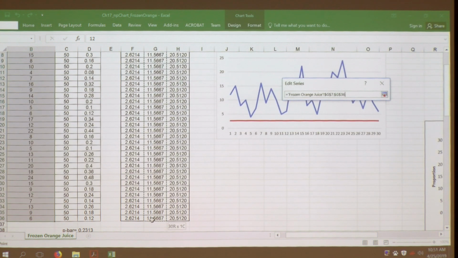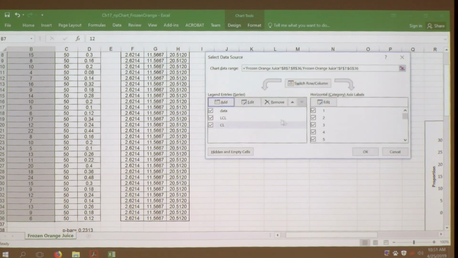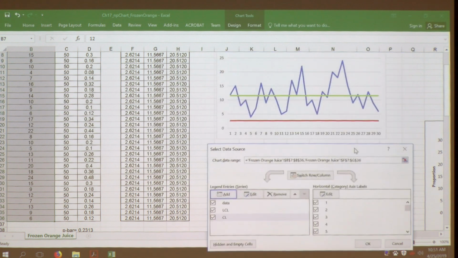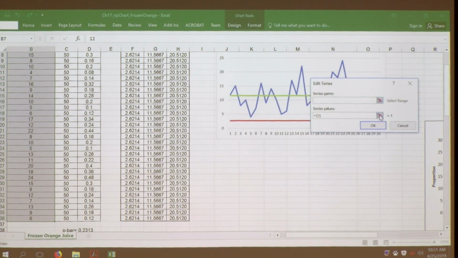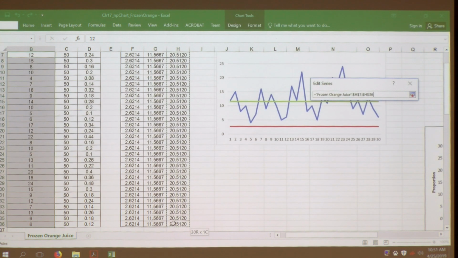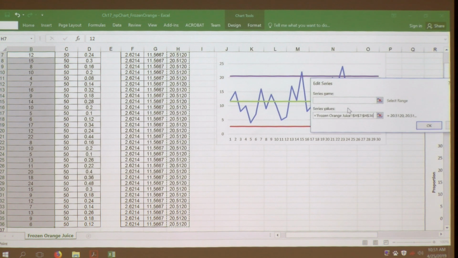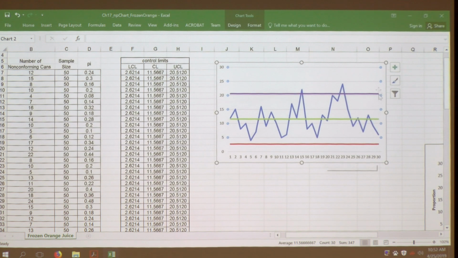You see, once you add it, it will show up in the chart. This is the center line. We add it. You see here, it has already shown up. Okay? Now we add another one, upper control limit. Okay, this will be the upper control limit. Okay, it's done. We got the control chart.